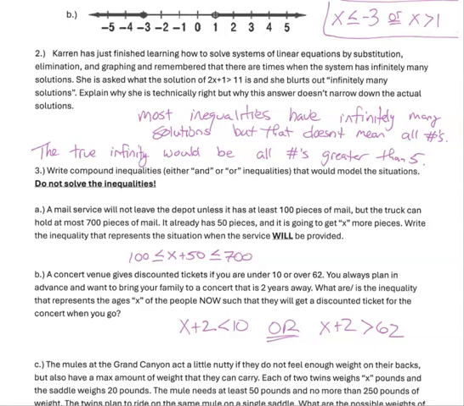So it says most inequalities have infinitely many solutions. There are some inequalities that are a little bit funkier. We'll talk about those. And then the true infinity that you're talking about would be all numbers greater than 5. So if you solve that and subtracted 1 and then divided by 2, you get x is greater than 5. So yes, it's infinitely many solutions, but it's only the ones that are greater than 5.